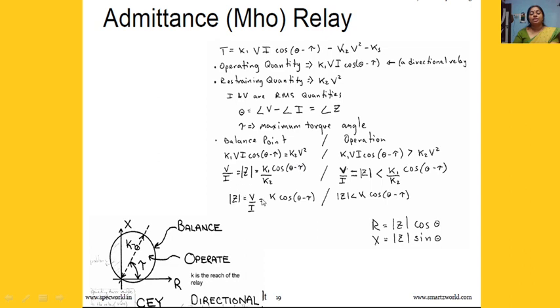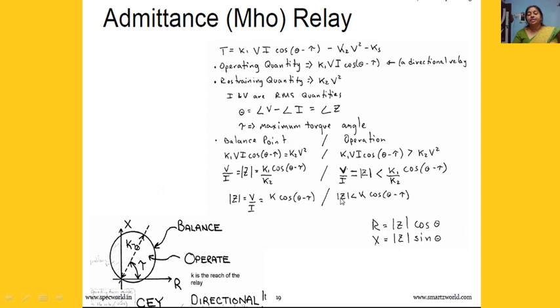If you solve this, you will get Z is equal to V by I, which is K cos of (theta minus tau). That means we again have to measure voltage and current. Operation occurs when the operating quantity is greater than the restraining quantity. Voltage is the restraining quantity. Here we will get Z.